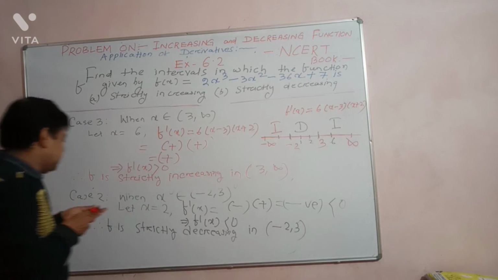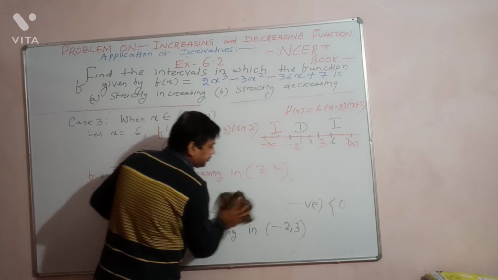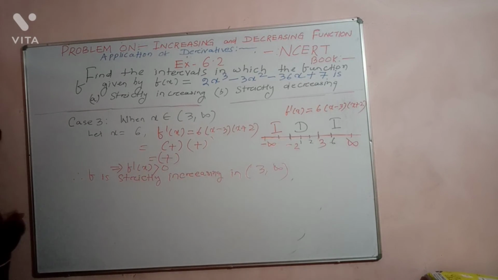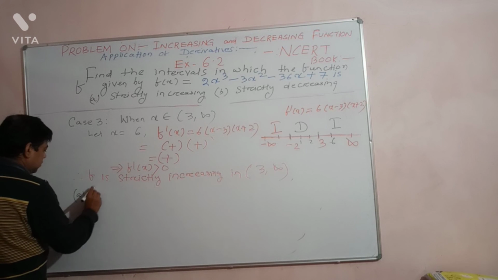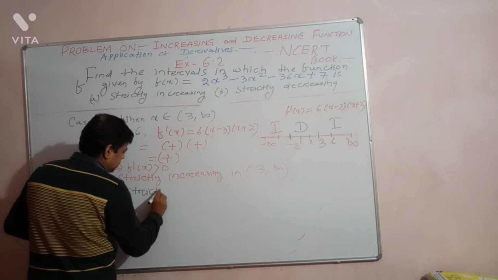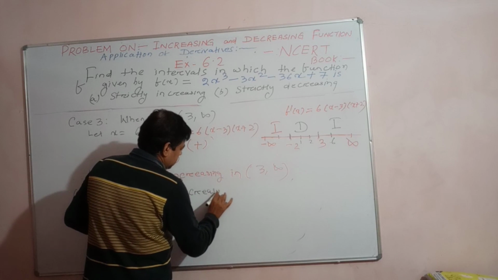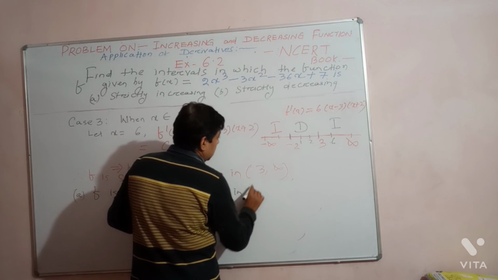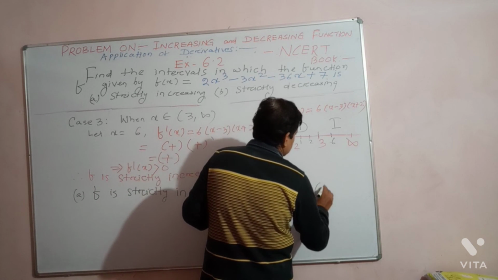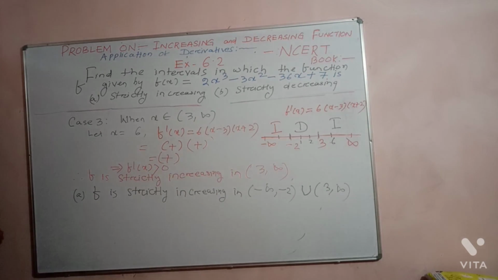So you saw here in which interval the function is strictly increasing. For the first part, f is strictly increasing in the interval minus infinity to minus 2 union 3 to infinity. In these two intervals, the function is strictly increasing.